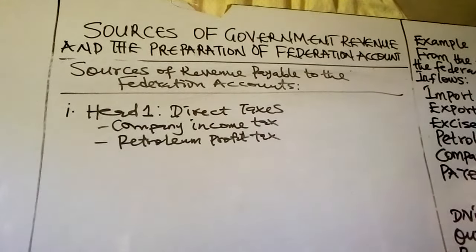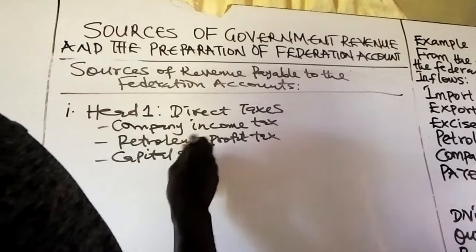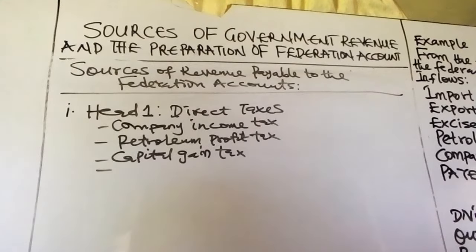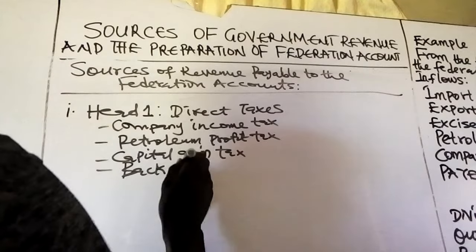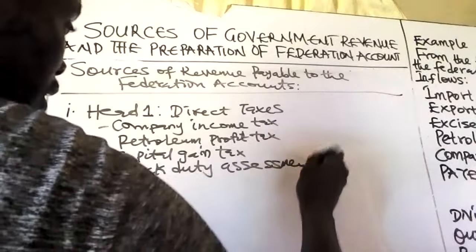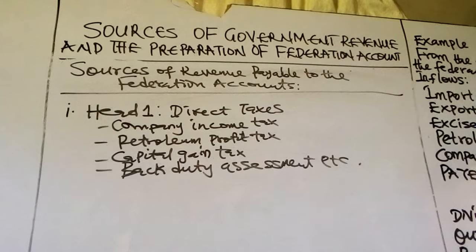Then we can also have the capital gain tax. Then you may also have the back duty assessment, etc. These are direct taxes that will go into the Federation account. That is head number one.